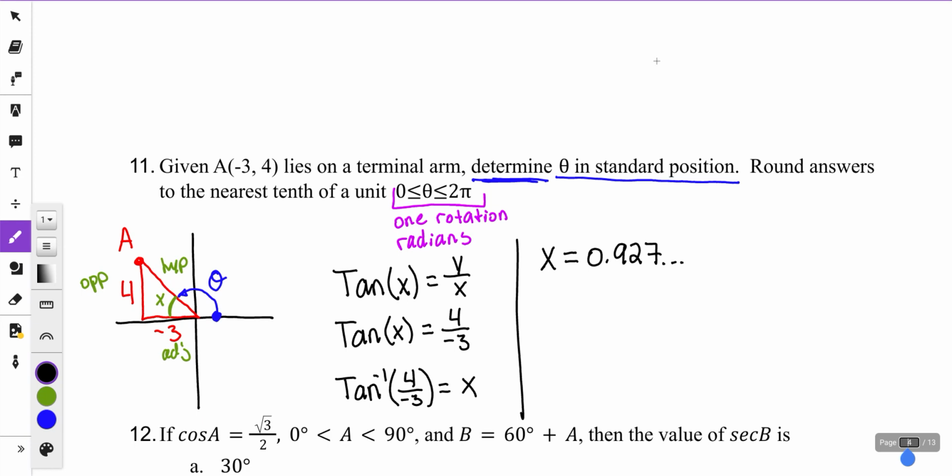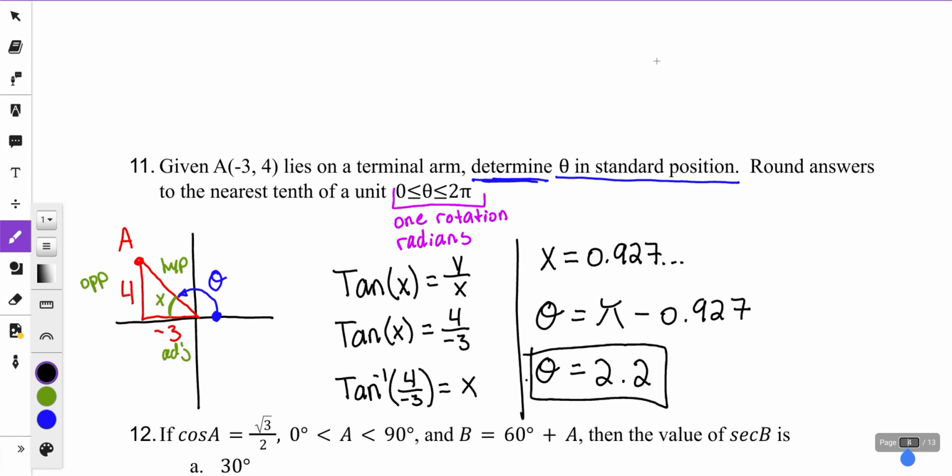Not this angle. To figure out theta, I'm going to do pi, because that would be 180, right? That would be my whole thing from here to here. And I'm going to subtract away x. So I'm going to subtract 0.927. And that will tell me my angle in radians to the nearest tenth, which is what it asked for. 2 point something. What is it? 2.2? My angle in standard position is 2.2 radians. It did say nearest tenth, right? So I don't need an exact value.